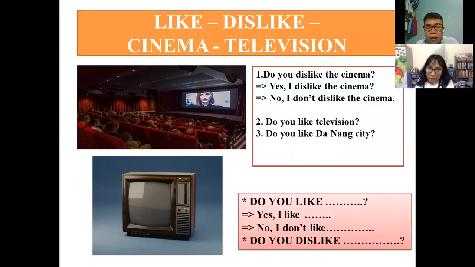I see in Hanoi there are a lot of shows like that. Yeah, on the movies. And I remember when you were 5 years old, the TV was very small, right? Yeah, like this TV. And now the TV is bigger.